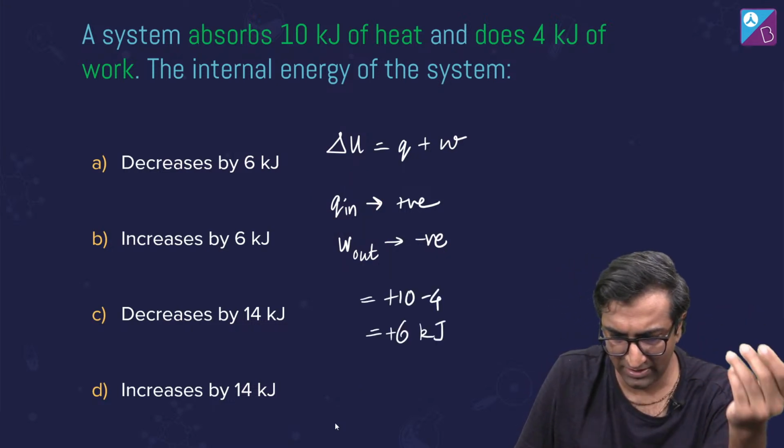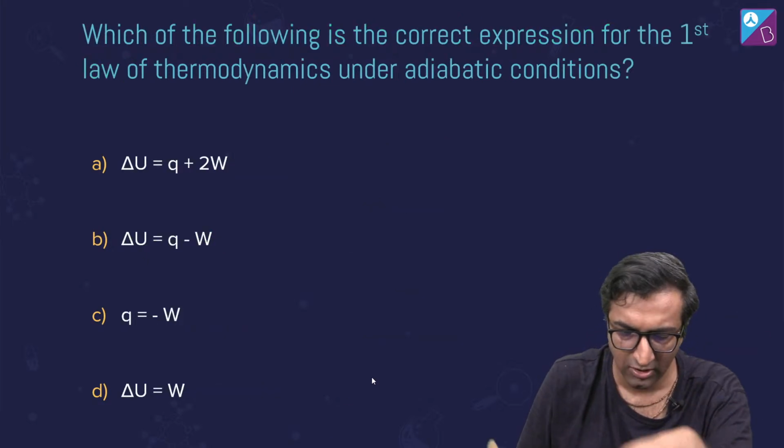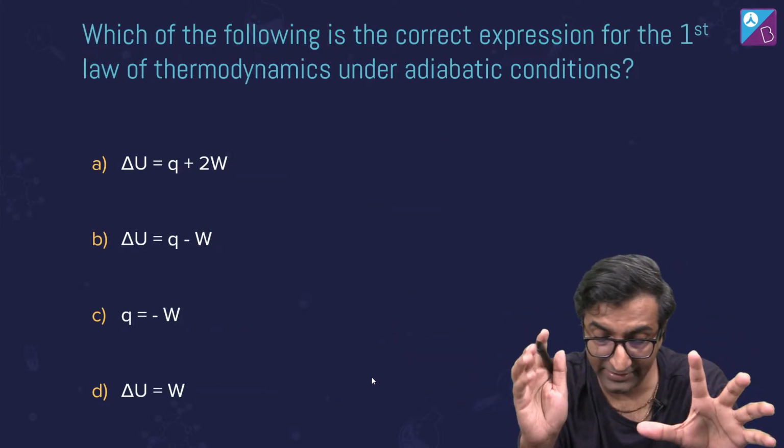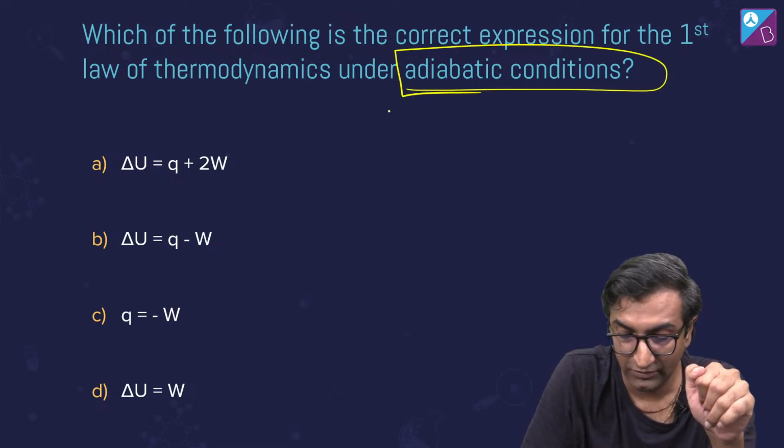Okay, cool. So 10 minus 4 becomes 6, which is a simple idea. Increase by 6 closure. Excellent. What about this one? इसमें से कौन सा करेक्ट एक्सप्रेशन है फॉर द फर्स्ट लॉ ऑफ थर्मोडायनेमिक्स अंडर अडियाबैटिक कंडीशंस?